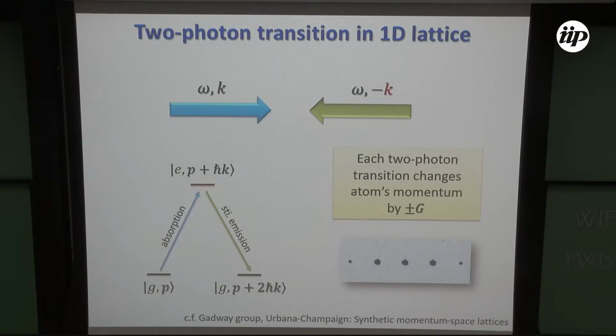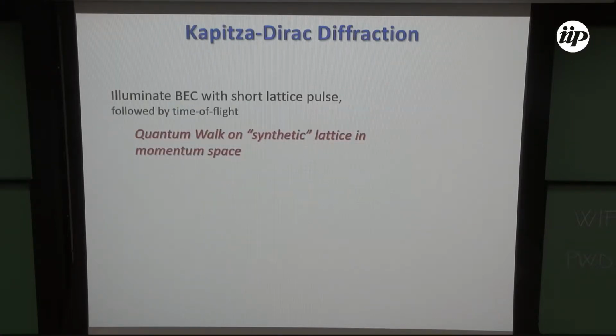And this is actually something that also the Price-Gaugway group, Bernard Champagne, is now using, and really saying that you can think of this as a synthetic lattice in momentum space. So these are your lattice states now in momentum space, and you have hopping from one to the neighbor by one of these 2-photon processes. And if you want to have an analogy with optics, you would say this is really just Kapitza-Dirac diffraction.